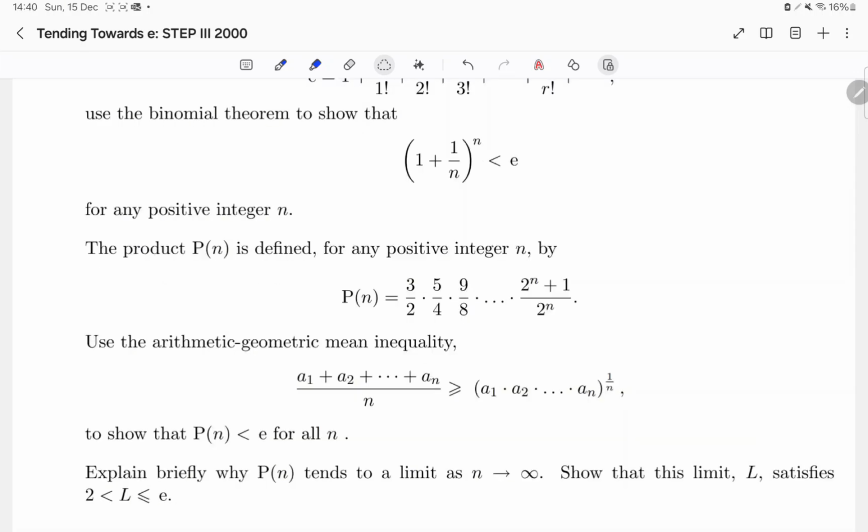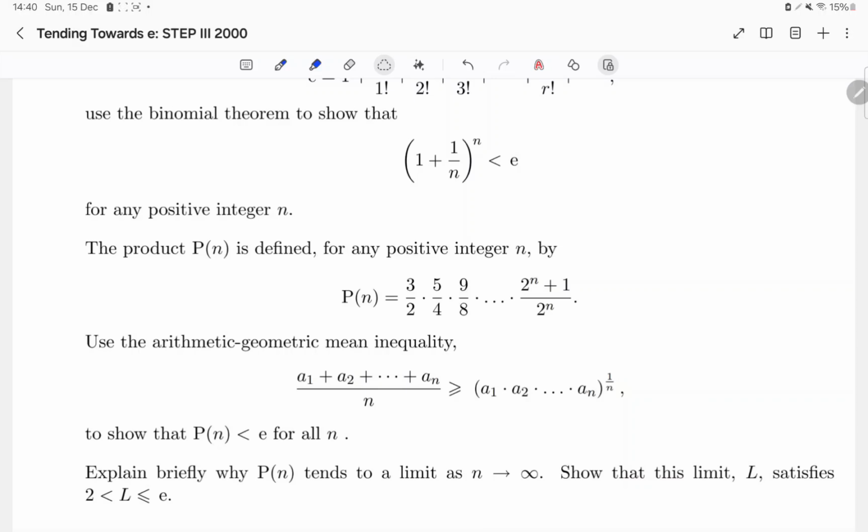The product P of n is defined for any positive integer n by P of n is equal to 3 over 2 multiplied by 5 over 4 multiplied by 9 over 8 and so on to (2 to the n plus 1) over 2 to the n. Use the AM-GM inequality shown here to show that P of n is less than e for all n.